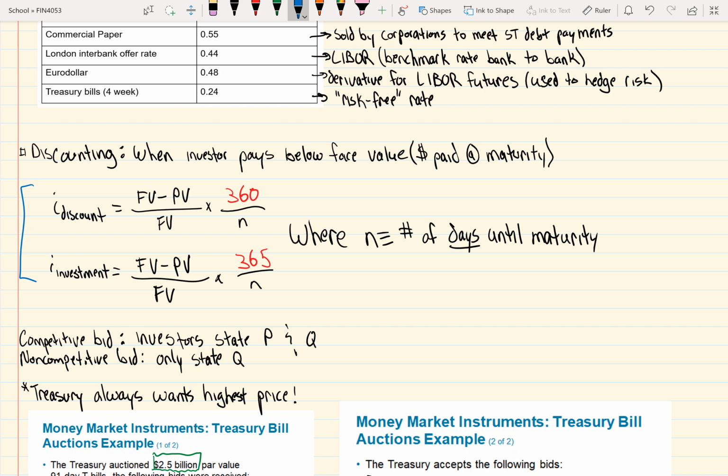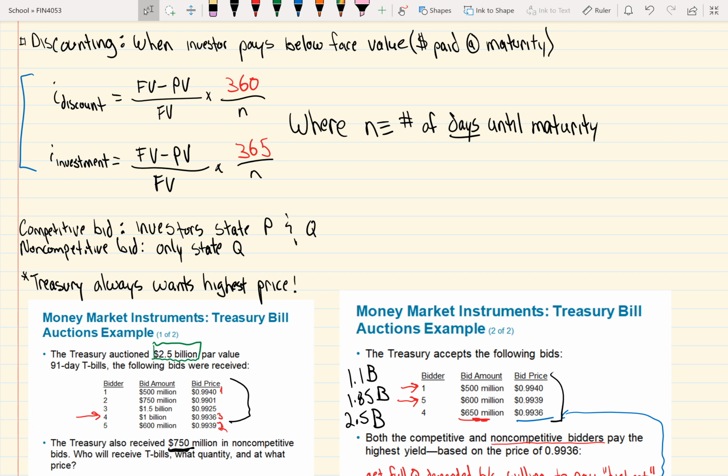So they might give you everything except this, and then you solve for that. They might give you everything except for the number of days, and you solve for that. Or they might give you everything except for the face value, and you solve for that, etc. So just pay attention to the wording, and you just have to rearrange these formulas as necessary. So I will do one example. If anybody wants more examples, just let me know.